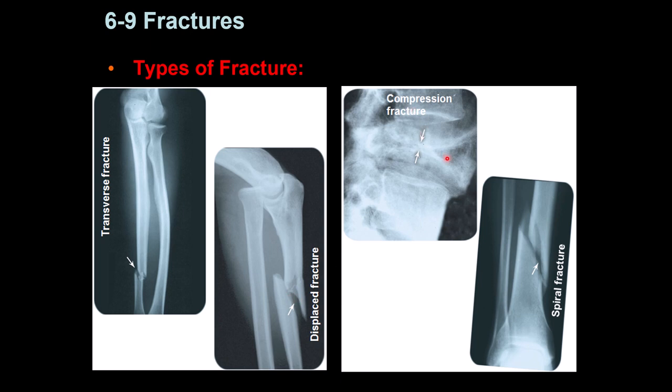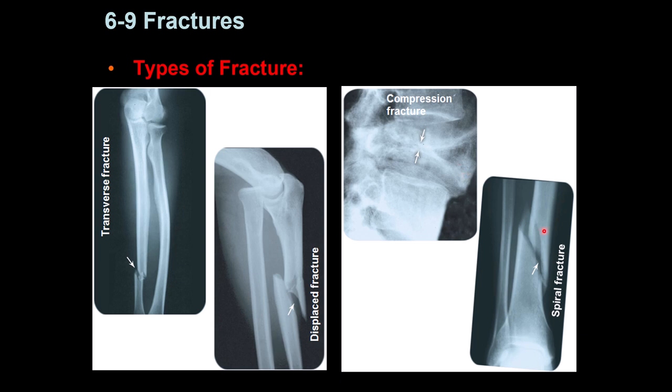Compression fracture happens in the vertebrae. This is one vertebra here, and you can see this is the thickness of the vertebra, but this one is so narrow. This is the other vertebra. So you can see that this is compressed. This happens most commonly in osteoporosis, but you can have it in tuberculosis and also in cancer.